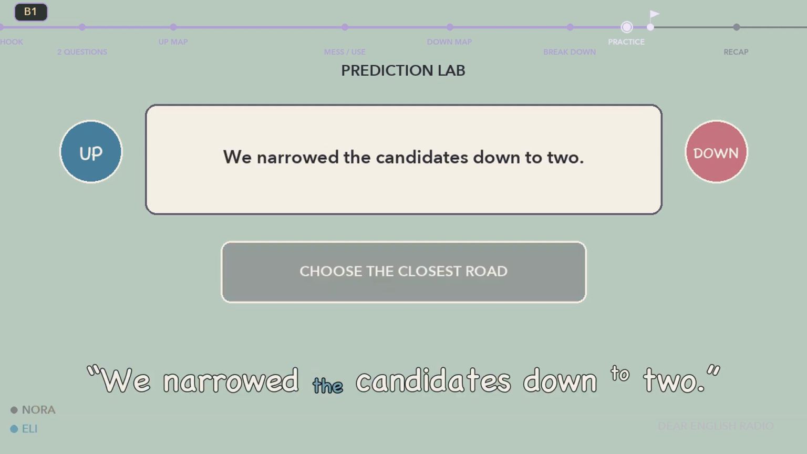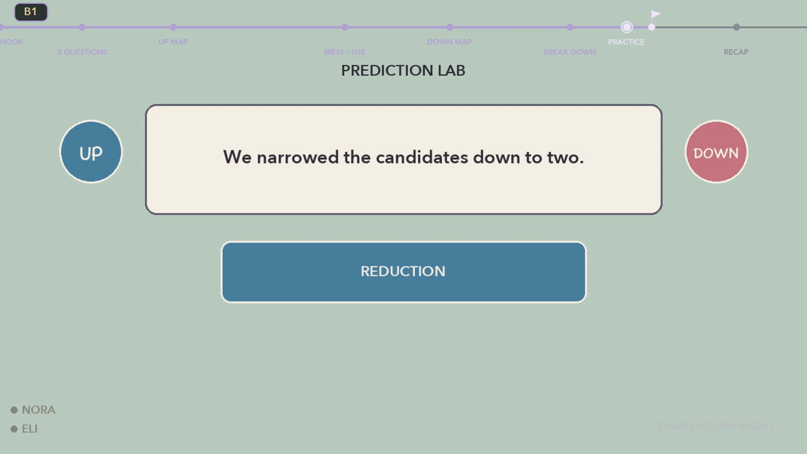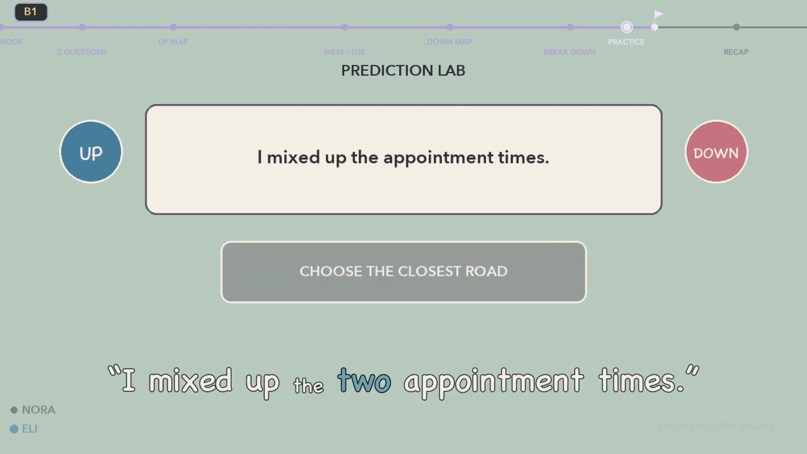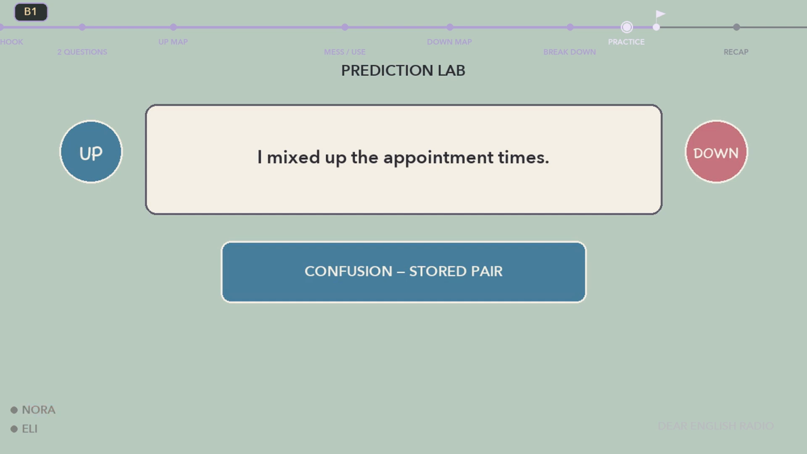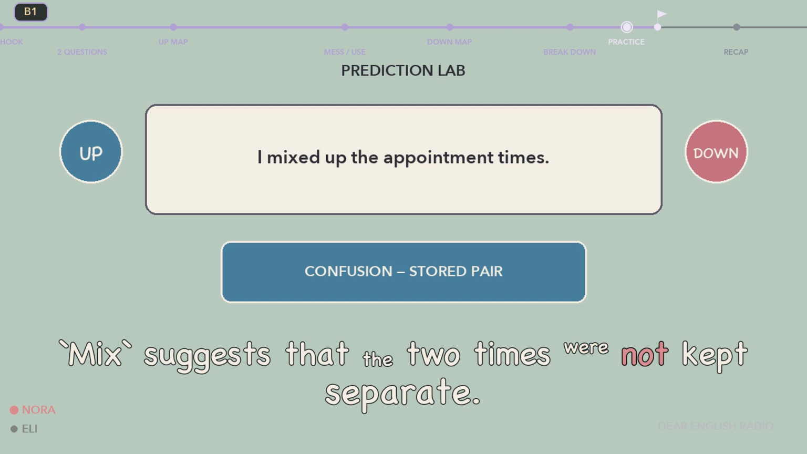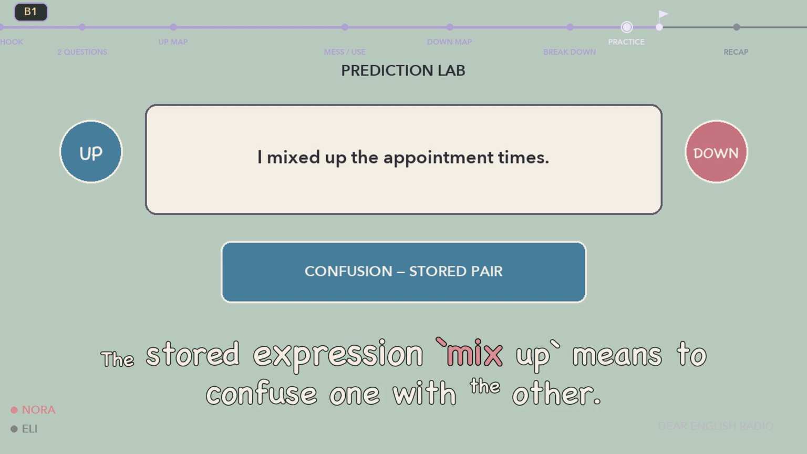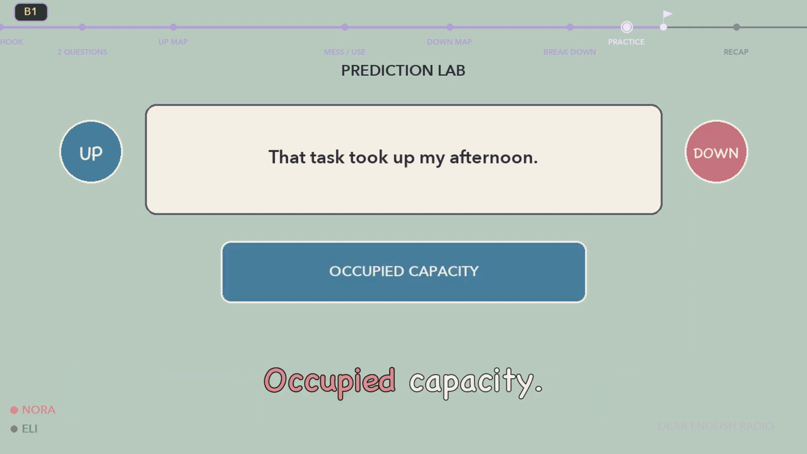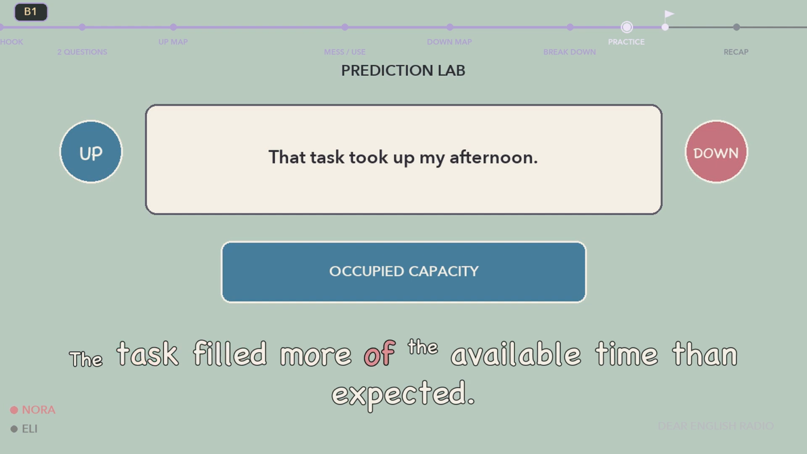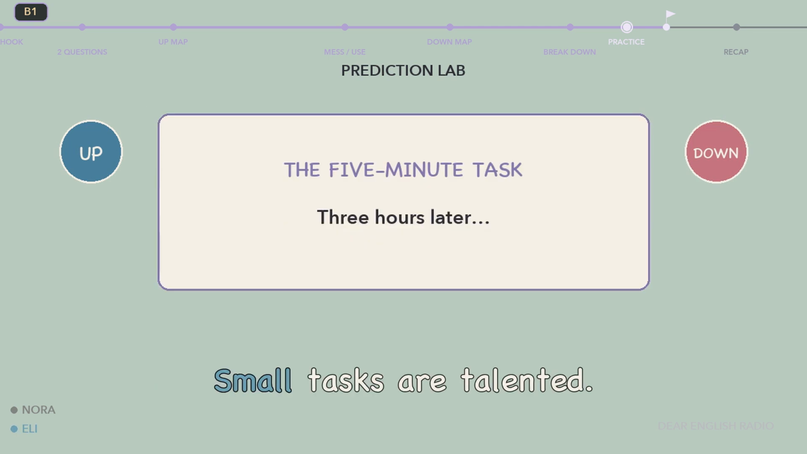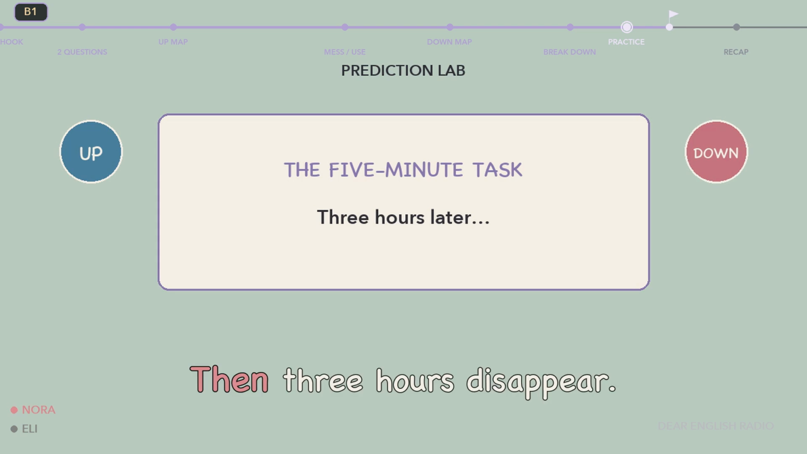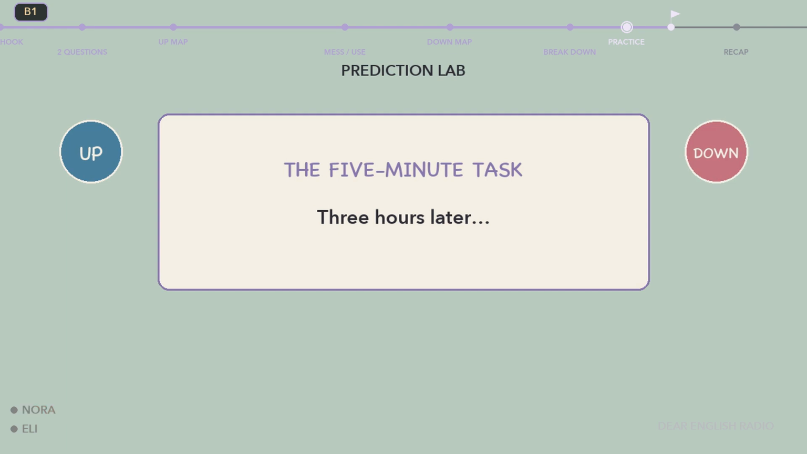Number 5. We narrowed the candidates down to 2. Reduction. A larger set became a smaller set. Number 6. I mixed up the 2 appointment times. Confusion. Mix suggests that the 2 times were not kept separate. The stored expression, mix up, means to confuse one with the other. Number 7. That small task took up my whole afternoon. Occupied capacity. The task filled more of the available time than expected. Small tasks are talented. They arrive wearing a 5-minute job label. Then 3 hours disappear.